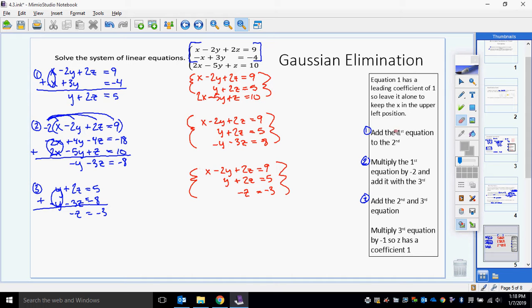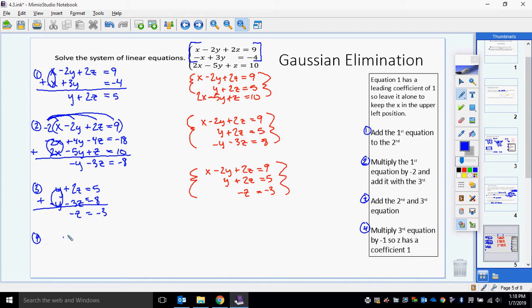What has happened? Well, I'm pretty darn close to row echelon form. I have a 1x, a 1y, I just need a 1z, but right now it says negative z. So I need to manipulate it. It cannot be a negative z, it has to be a 1z to be in row echelon form. So my fourth step would be to multiply the third equation by a number so that the coefficient is 1.